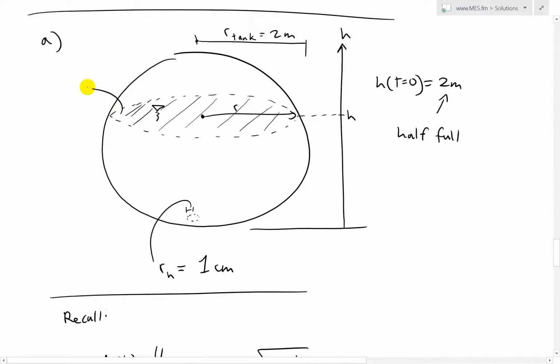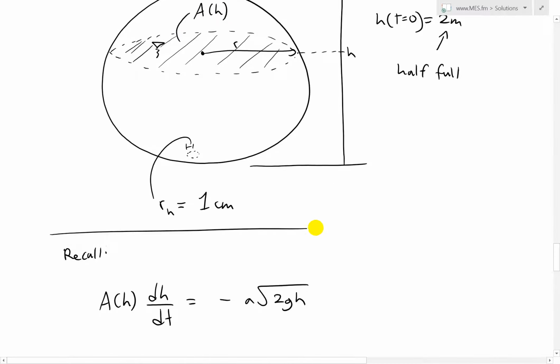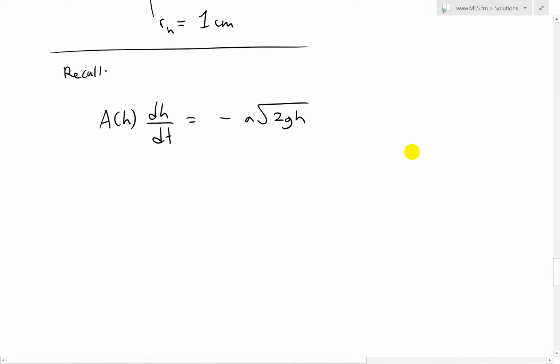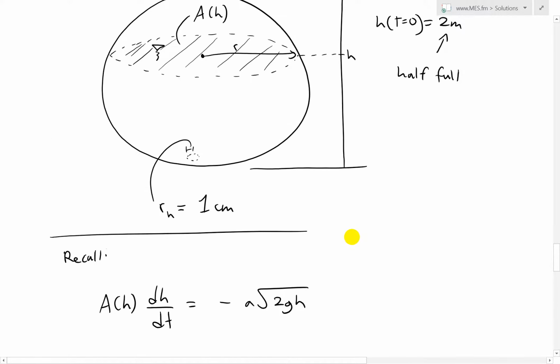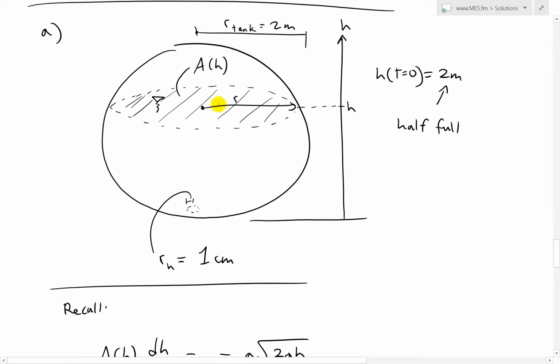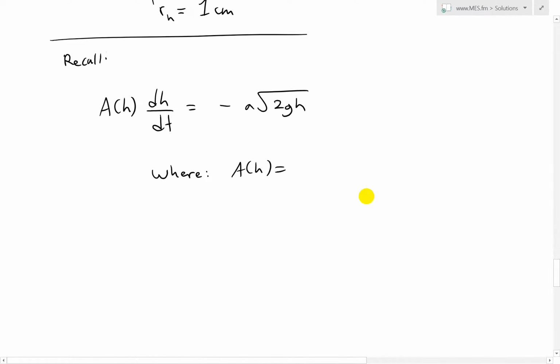So this is our A of h. That's the cross-sectional area at whatever the water height or water level is at any point. This is our formula, where A of h is equal to the area of this cross-sectional section, and again, the area of that is just pi r squared, where r is the radius of that section.